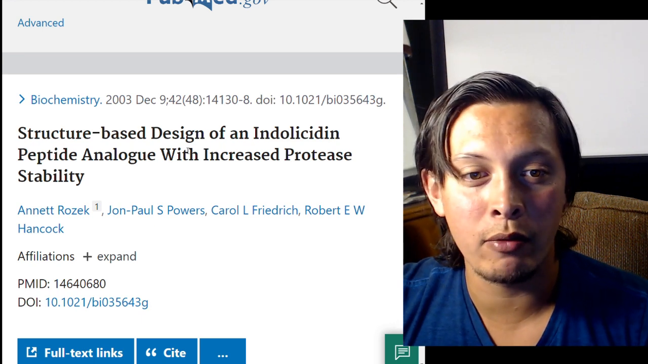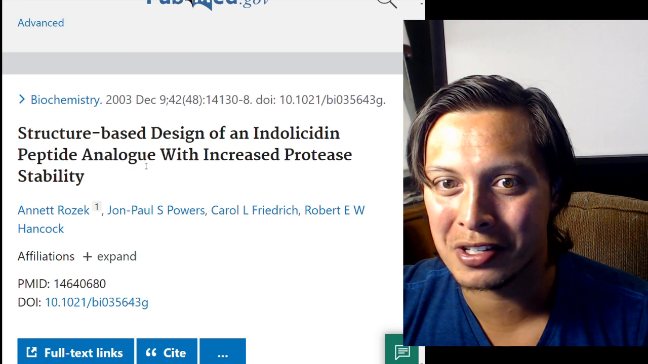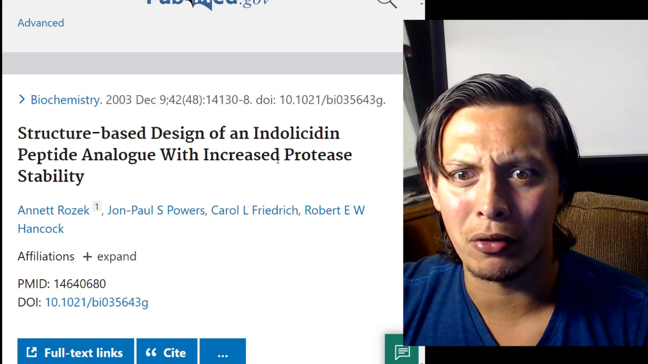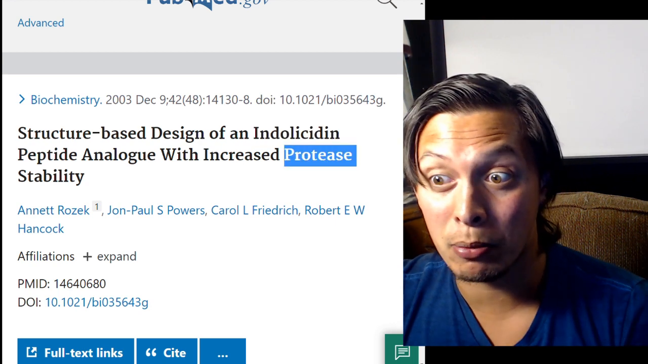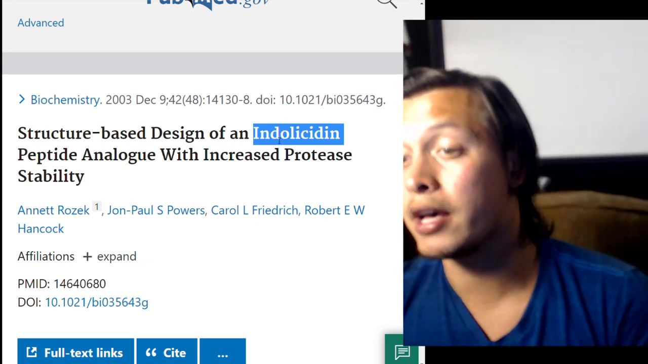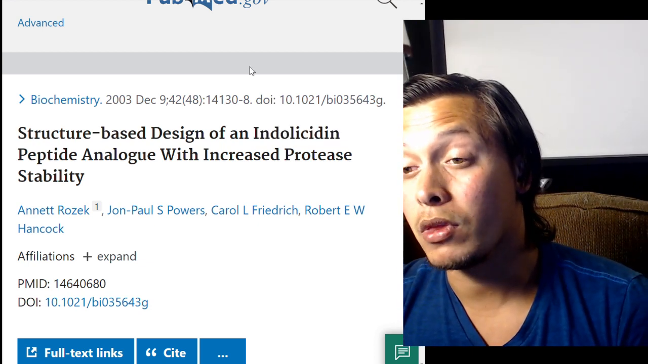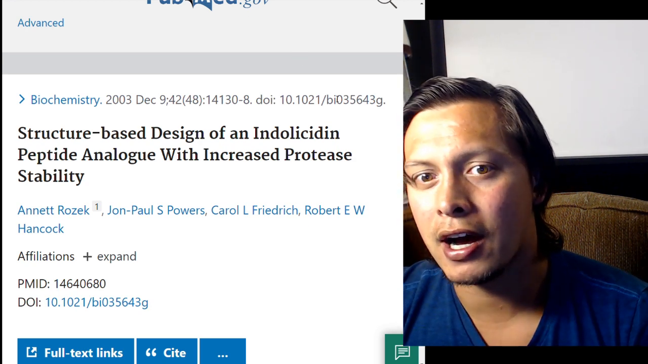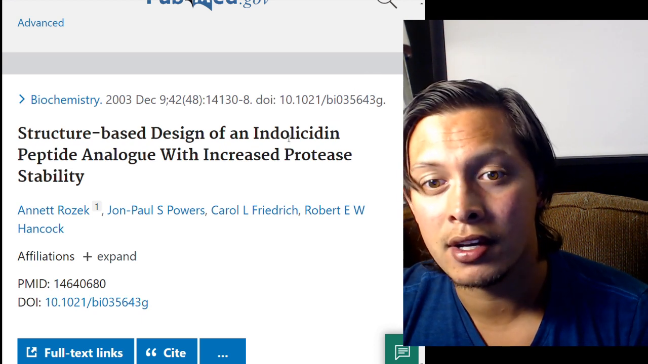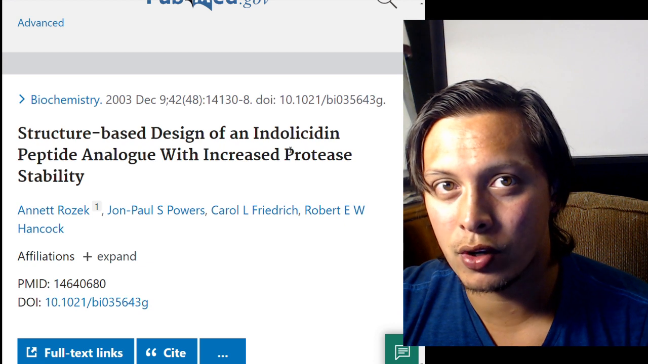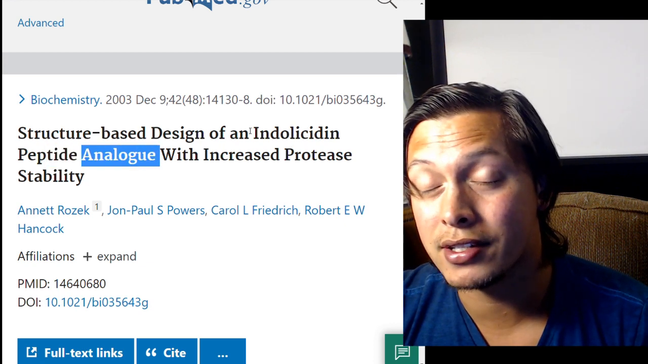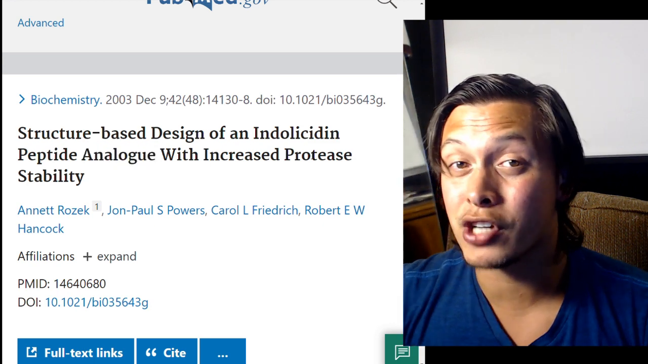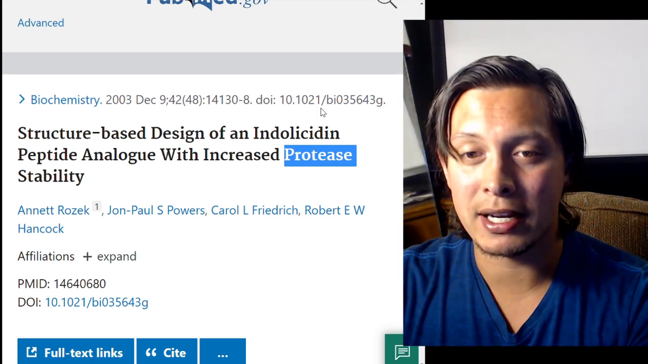they're saying, can we make something that looks like indolicidin that is even more powerful or more stable than indolicidin? So what I would presume is that a bunch of bacteria are probably producing proteases that are very effective at breaking this down so that it doesn't kill them. But if you can make peptide analogs, or different versions with different amino acids that are even stronger against proteases, they would do an even better job at killing the bacterium.